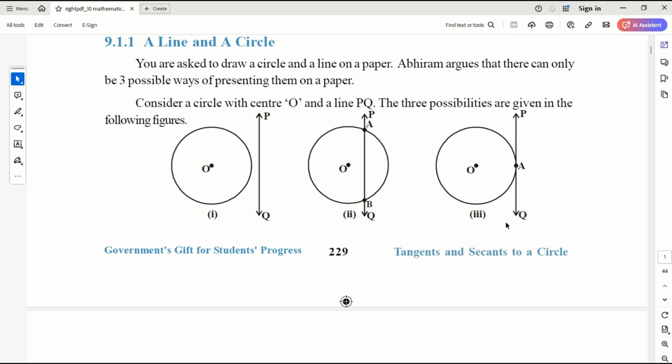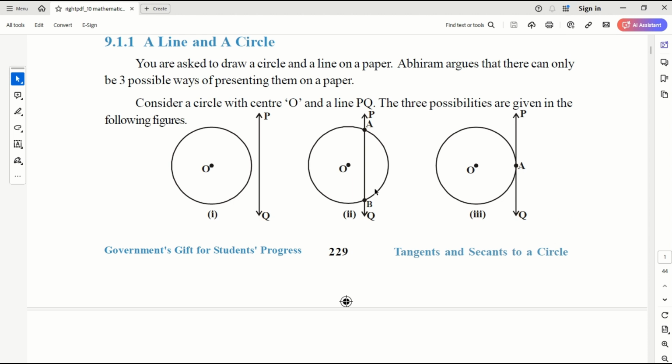In the third diagram, basically, the circle is touching the line PQ at only 1 point, that is A. This is called a tangent, a tangent to a circle. A tangent to a circle touches the circle at only 1 point. That is the definition of a tangent.